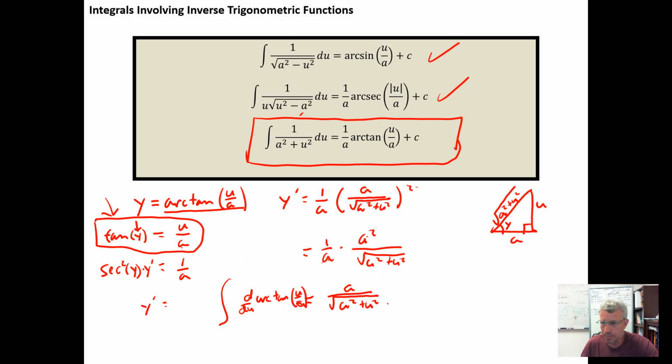And so if we integrated both sides with respect to u, the antiderivative of the derivative is just the arc tangent of u over a. You get the arc tangent of u over a. This a is a constant, so it would factor out front and leave behind a 1. And then you could multiply both sides by 1 over a, so you'd get 1 over a arc tan of u over a is the antiderivative of 1 over the square root of a squared plus u squared du.